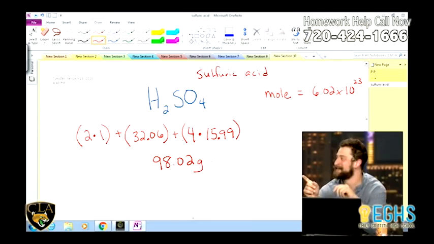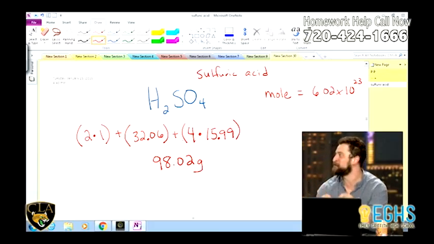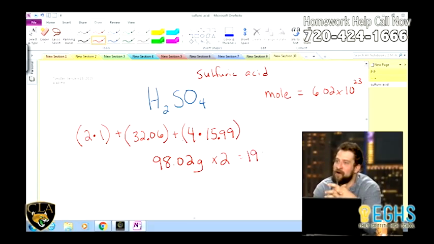The question asked us, how much does 2 moles weigh? So we're not quite done yet. We have to do just one more thing, which is we need to multiply our answer by 2. And we would get 196.04 grams in 2 moles of sulfuric acid. Does that make sense?